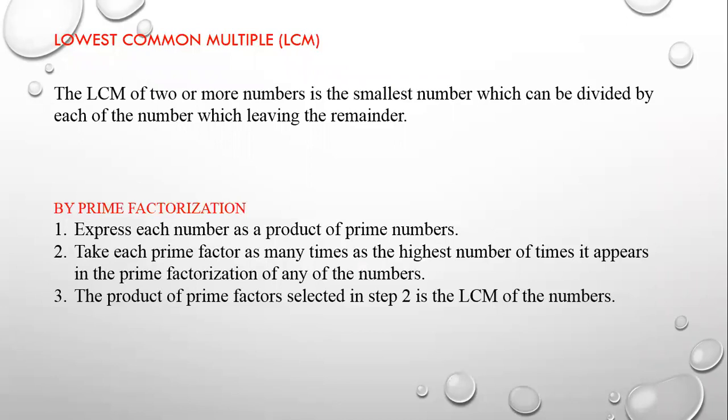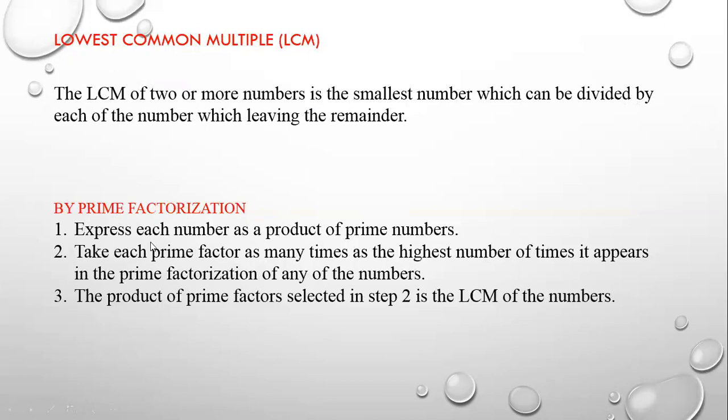Next, we have LCM, that is lowest common multiple. So what is the LCM? The LCM of two or more numbers is the smallest number which can be divided by each of the numbers without leaving a remainder. So again, for finding the LCM, there are two methods. The first one is by prime factorization. So here also some steps are there to find the LCM by using prime factorization.